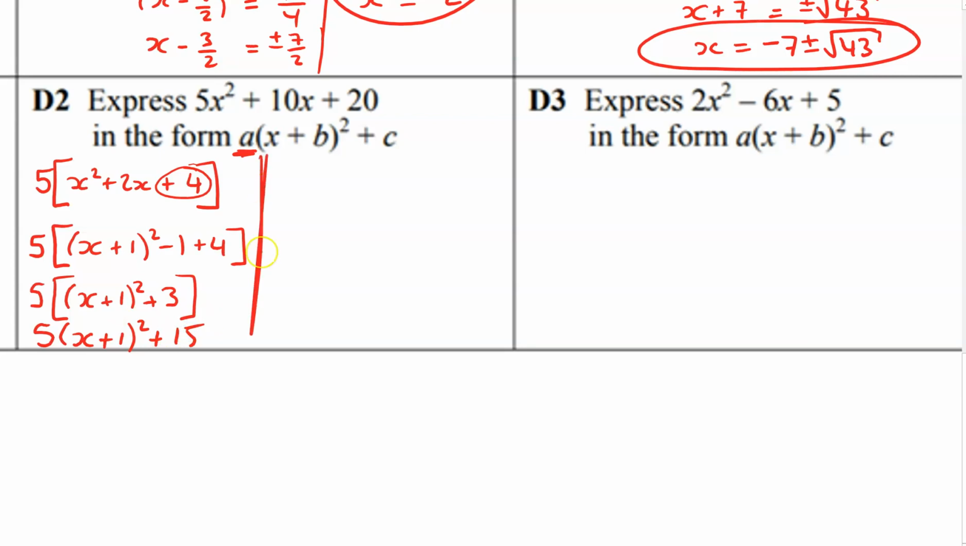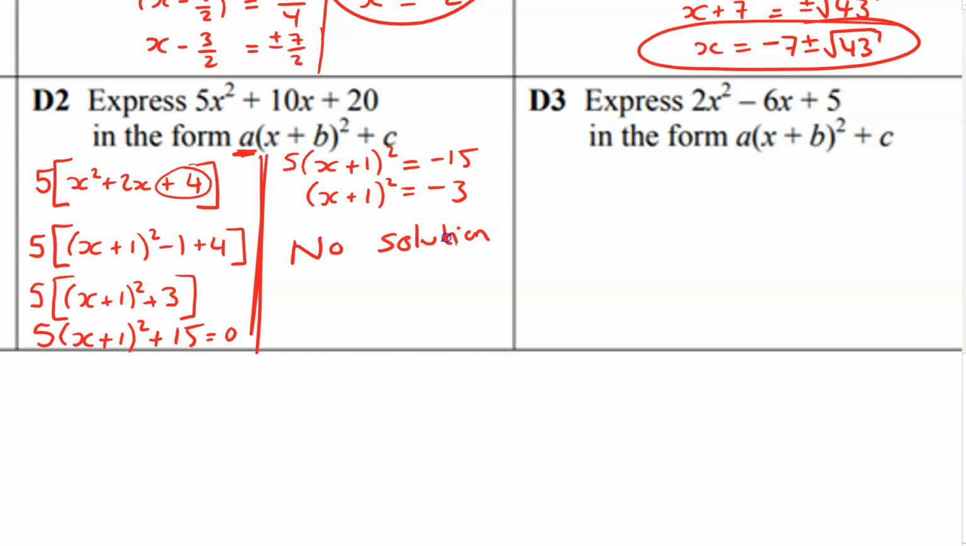So now we're going to solve it. We're going to make it equal to 0. So I'm going to start with taking the 15 off. And immediately I know that this has got no solution. Why does that have no solution? Well, it's because you can't square root negatives. So at this point you can say no solution. Can't square root a negative.